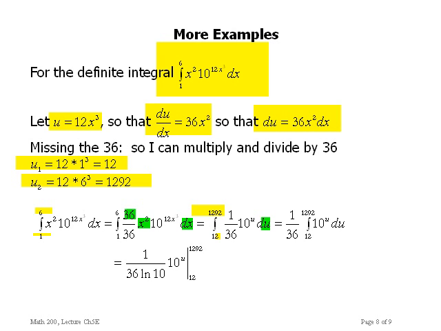Okay, I'm okay there. I still have a 1 over 36, but that's just a constant. It comes out in front. The 10 raised to the 12x cubed is 10 to the u. So I have the integral 1 over 36 in front, going from 12 to 1292 of 10 to the u du. I can evaluate that. The primitive of 10 to the u is 10 to the u divided by the natural log of 10. I assemble all that and evaluate between 12 and 1292.